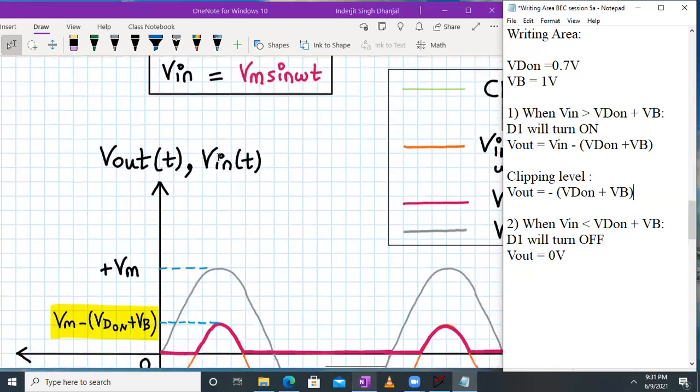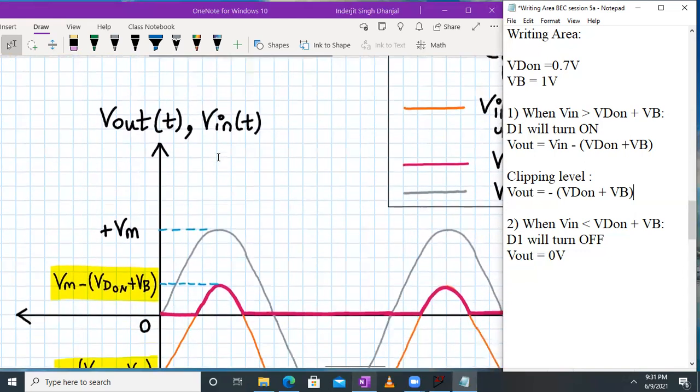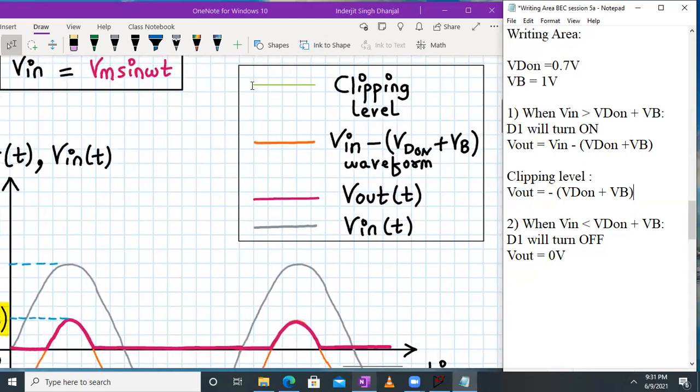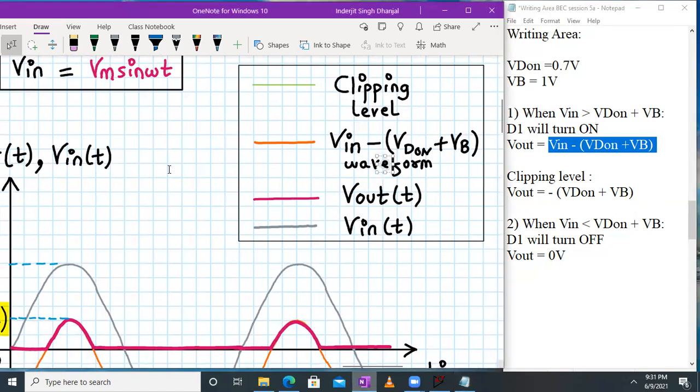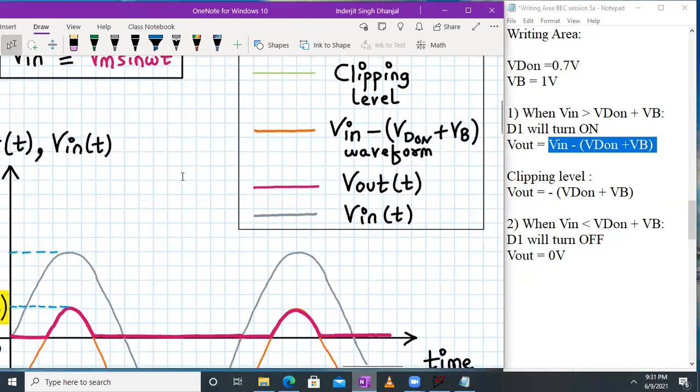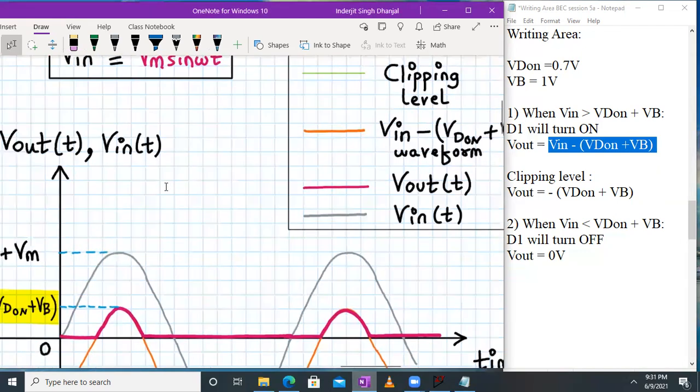V in is sine omega t. There is no doubt in that. And here there is the description of color. Green color is my clipping level. Orange color is my tracking waveform, that is V in minus VD on plus VB. Magenta color is the V out of t, and gray color is my input. Always remember, our output will always come on part of the tracking waveform.